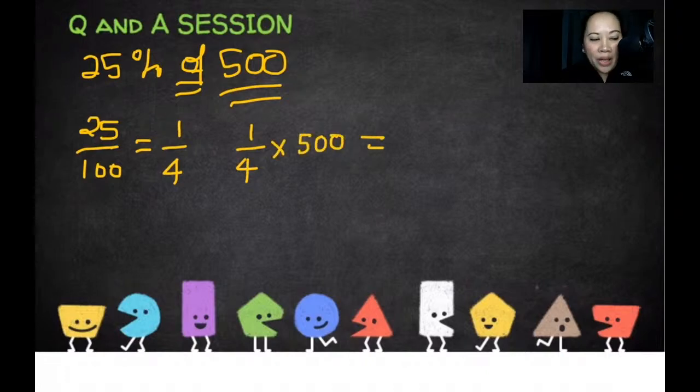So that is 500 divided by 4. What is 500 divided by 4? Can you give the answer?